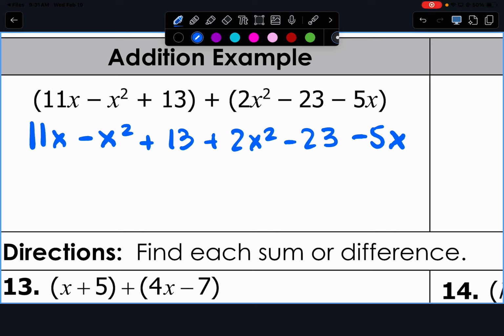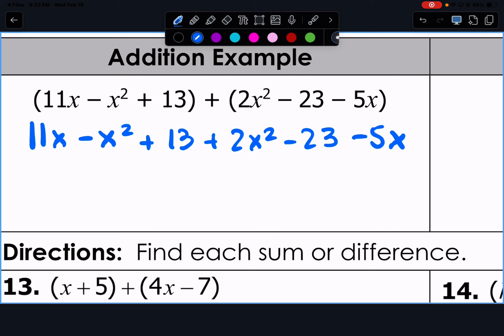Literally, nothing changes when we add, okay? So what's the best way for us to go about this? It's showing you this is a polynomial and this is a polynomial, and we're adding the two polynomials together. So we're adding two trinomials.